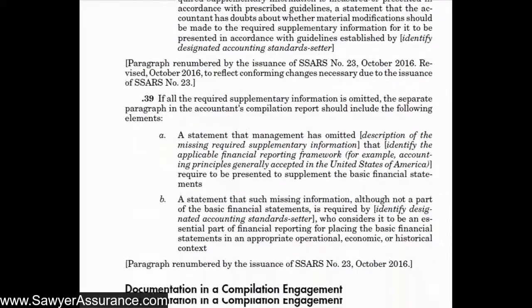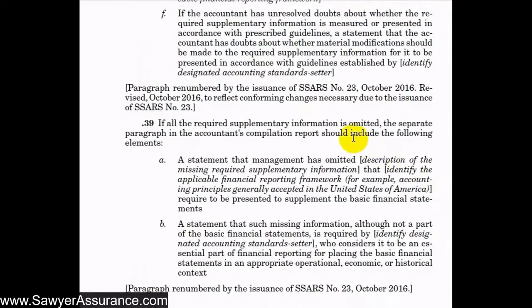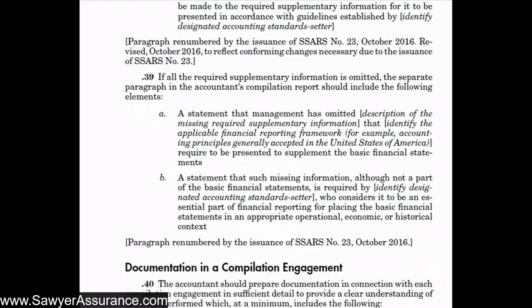And finally, if all of the required supplementary information is omitted, then our separate paragraph should include the following elements, and that is that management has omitted the required supplementary information and that it's required by the financial reporting framework. And then a statement that the accounting standards setters think that that required information is essential to the financial reporting for the users to understand the operational, economic, or historical context for the financial statements.